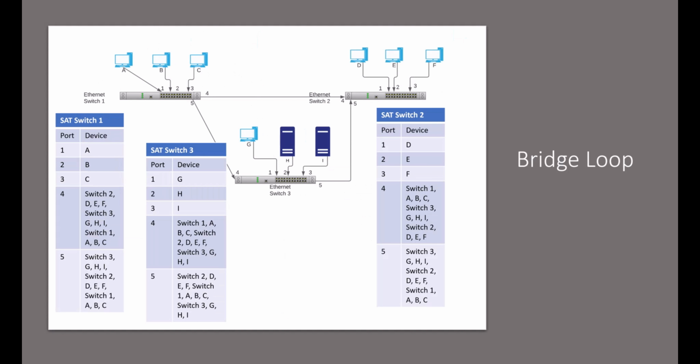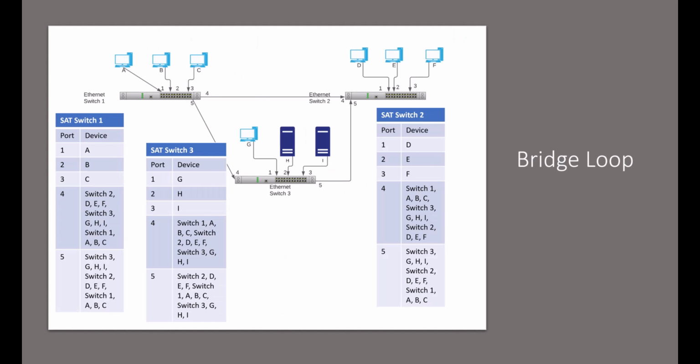And then you know what? Switch 3 connects to switch 1 in that roundabout sort of way. And I can also see A, B, and C on port 4. And on port 5, I can see switch 3 along with G, H, and I.